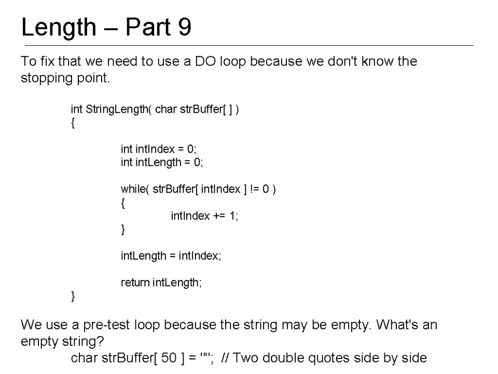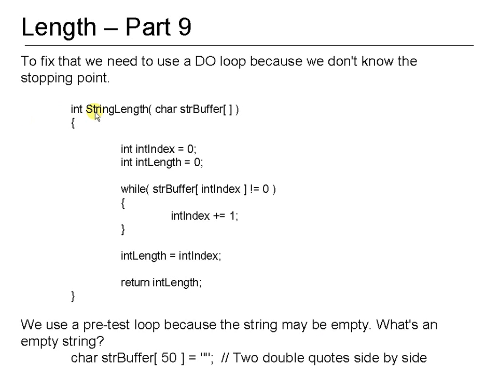To fix that, we need to use a do loop because we don't know the stopping point. Remember, if you know the start, stop, and step, you want to use a for loop. If you don't know either the start, the stop, or the step, or any combination of those, you need to use a do loop. And we're going to use a pretest loop because the string may be empty. That means there's nothing in it. The very first character could be a null terminator.